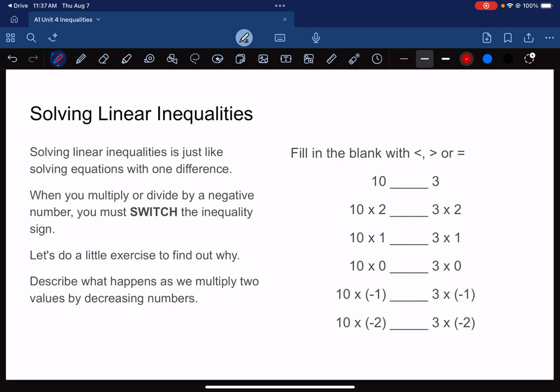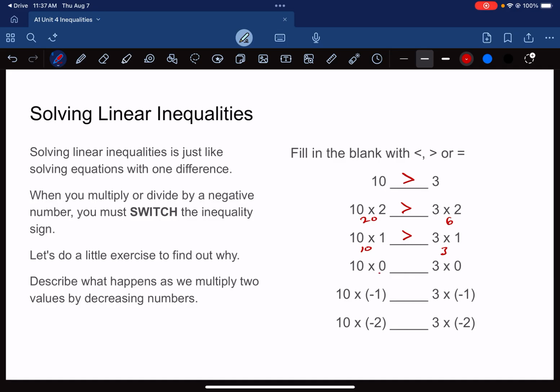Now, why is that? Let's look at what happens over here. We're going to fill in the blanks with either the less than, the greater than, or equal to symbol. So is 10 less, greater, or equal to 3? Well, 10 is greater than 3. Is 10 times 2 bigger than 3 times 2? Yeah, that's 20, and that's 6, and 20 is greater than 6. Is 10 times 1, 10, greater than 3 times 1, 3? Yes, it's still greater.